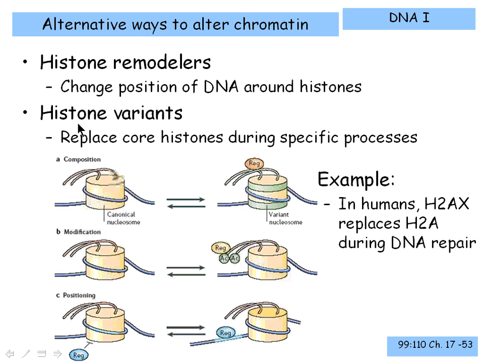Another thing that can happen is that there are histone variants that can replace core histones during different processes within the cells. Here we have our normal histone, and then some of the histones have been replaced with their variants. One example in humans is H2A being replaced by H2AX during specific times of DNA repair.